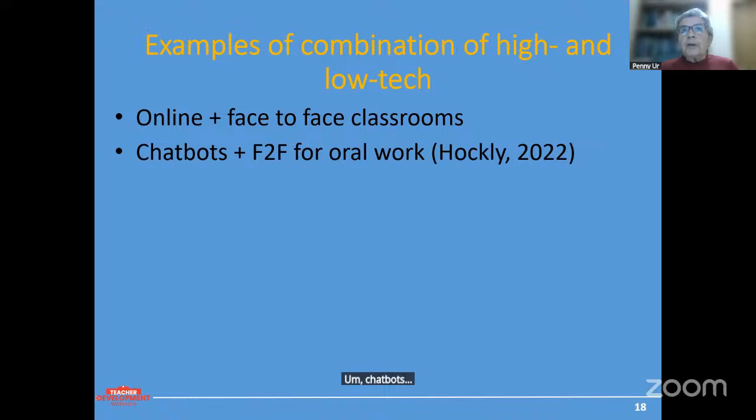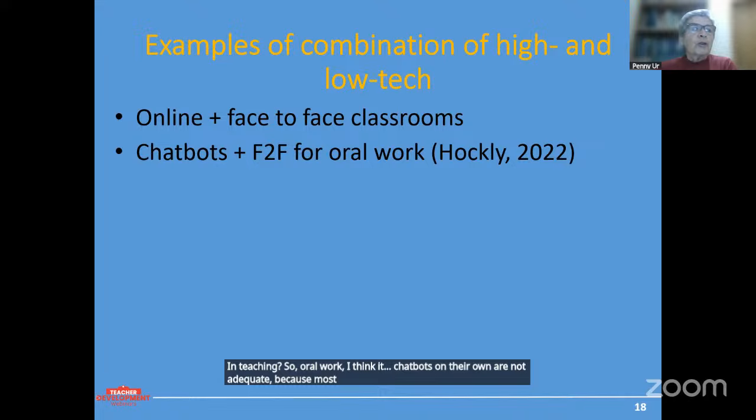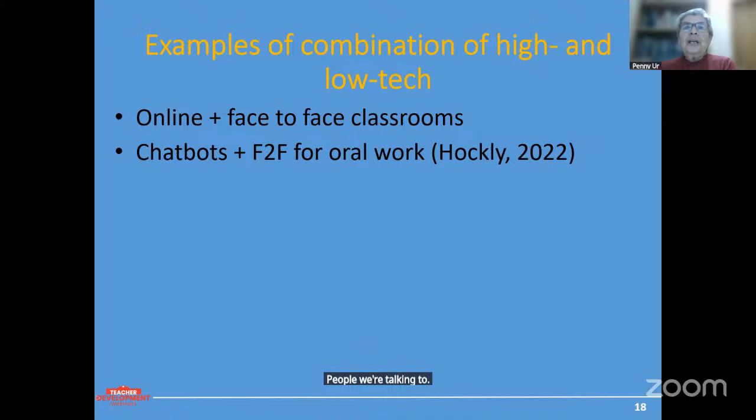Chatbots plus face-to-face for oral work, and I'll be referring to Nikki Hockley again later. She has some really interesting stuff on the use of high tech in teaching. So oral work, I think chatbots on their own are not adequate because most of our interaction is actually with live people we're talking to, interlocutors, face-to-face, but chatbots can supplement and give the sheer talking time that the students need to get sufficient practice in oral fluency.